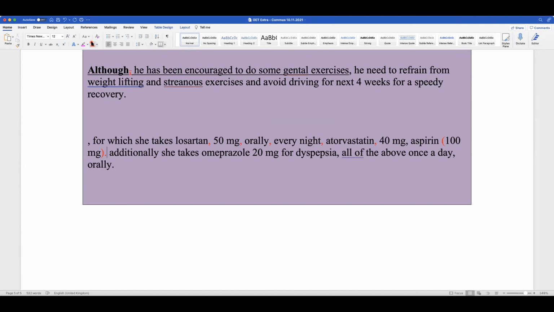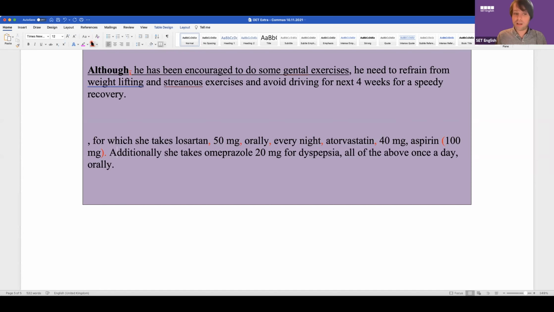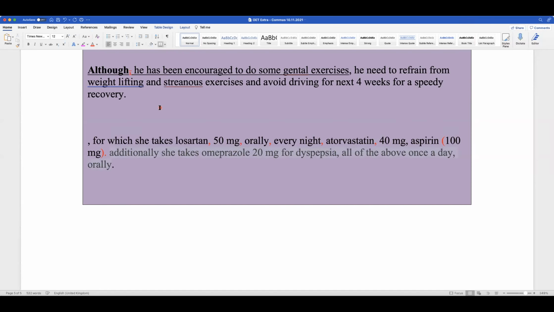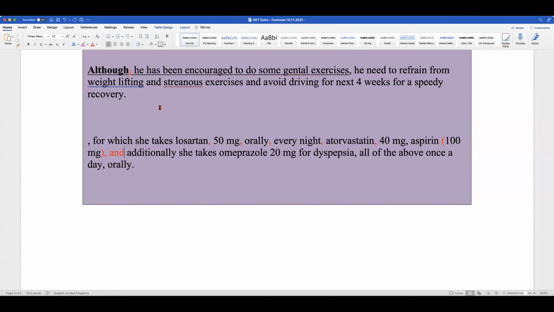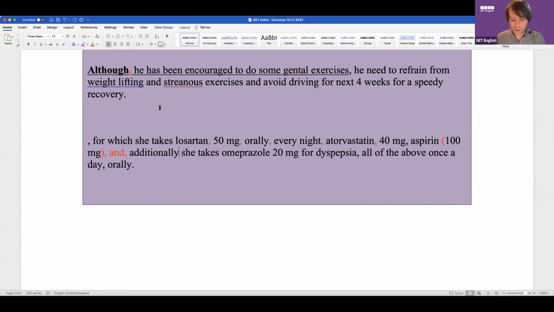Full stop. Very good, right? Because it's a new sentence. But remember what I said, if it's a new sentence, it's an independent clause. So if it's an independent clause and I want to just join it to my sentence, what can I do? And, in addition. Can I say "and additionally"? Yes, you can. And if you're me, my style is "and, comma, additionally, comma".